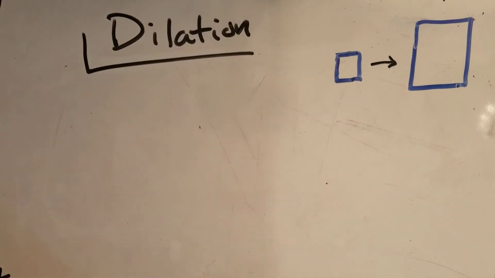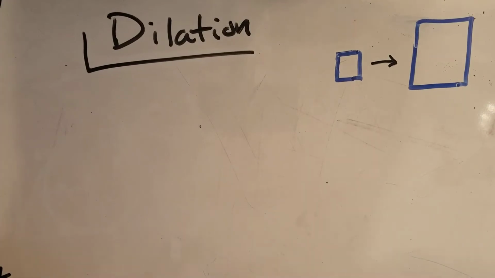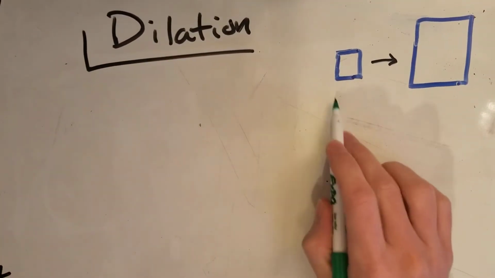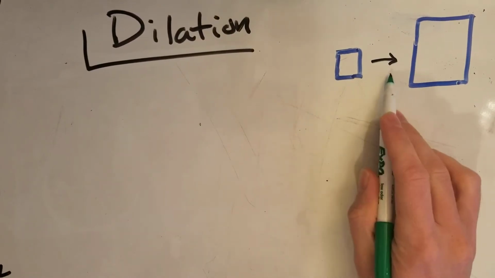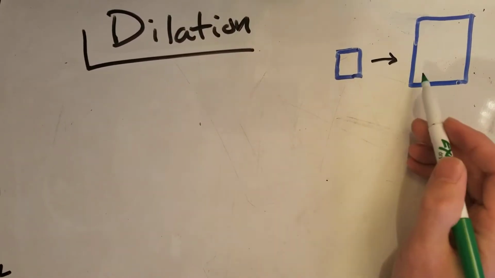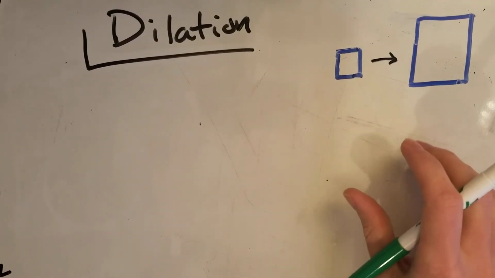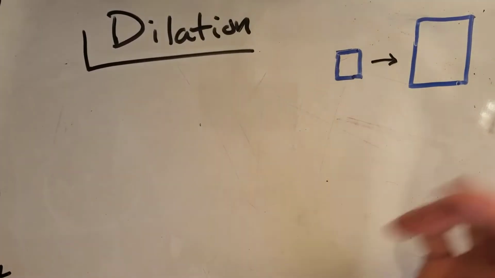Hey guys, today we're going to talk about a new type of transformation called a dilation. Dilations are different than what we've worked with in the past because now we're going to change the size of the shape. We're either going to become larger or smaller. You start with the shape and become larger like this, or if you went backwards you'd become smaller, but you're still the same shape. You're just a larger or smaller version of it.